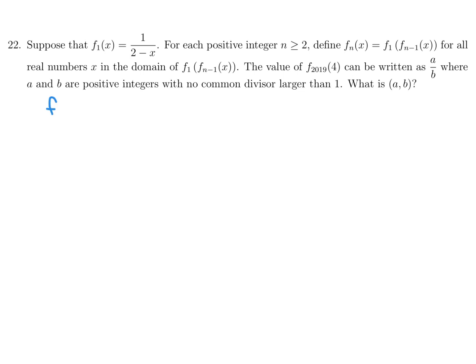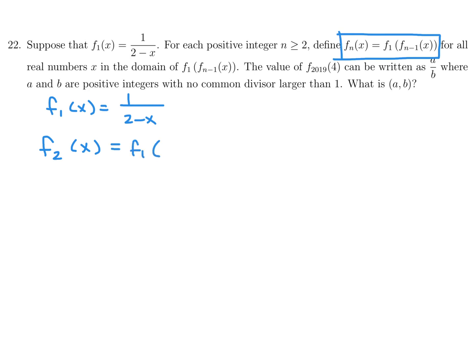Let's not get too intimidated by this. Let's just tackle it. That's 1 over 2 minus x, right? So then let's just figure out what would be f sub 2 of x. And we're just going to use this recursive formula again and again. Hopefully it won't be too bad. So it'll be f sub 1 of f sub 1 of x. So that'd be f sub 1 of 1 over 2 minus x.